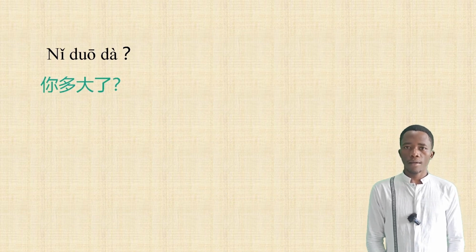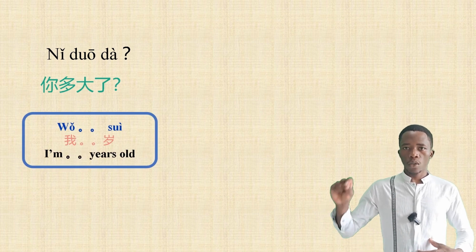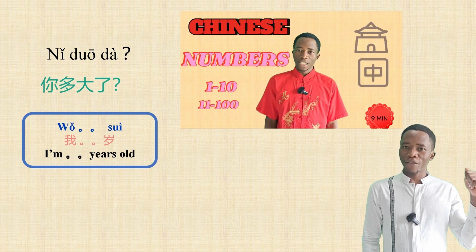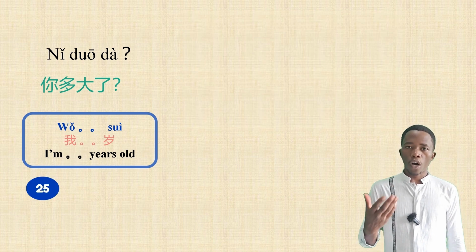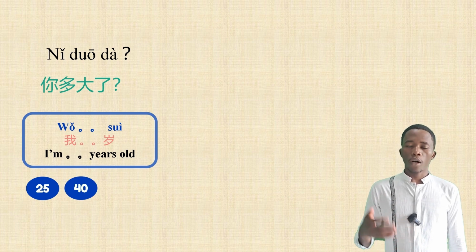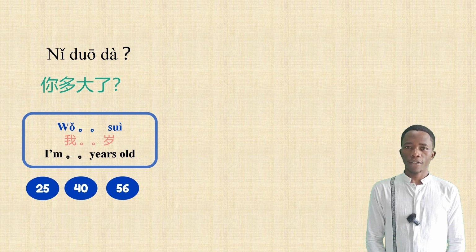We'll say 我, the number of your age, 岁. I think you still remember numbers. If you don't remember them well, watch my previous video. There is a number from 1 to 100. If you are 25, 我25岁. If you are 40, 我40岁. If you are 56, 我56岁, and so on.